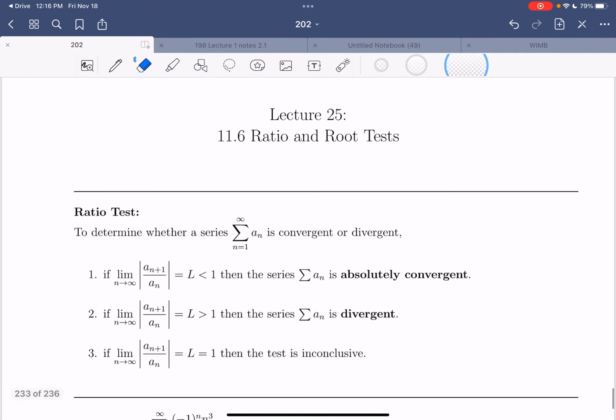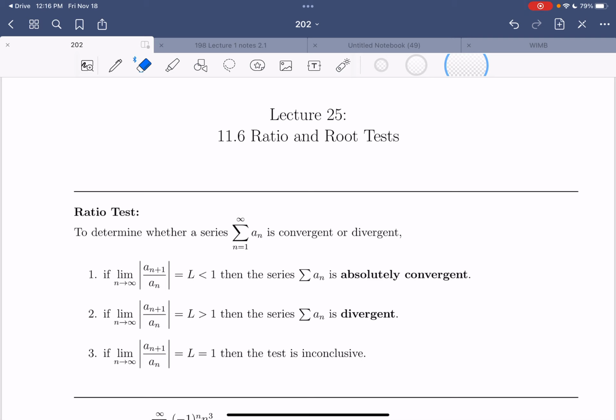Hi all, this is lecture 25 on section 11.6, ratio and root tests. In class we've been working on using the limit comparison test and comparison test to find convergence or divergence of series that look similar to other series that we know about. But what happens if we start mixing things together, like part of a geometric with part of one that looks like polynomials, and you get into some things that are a little bit tricky.